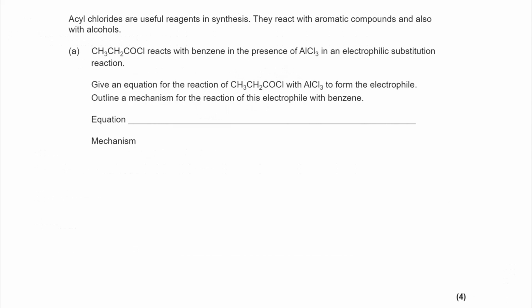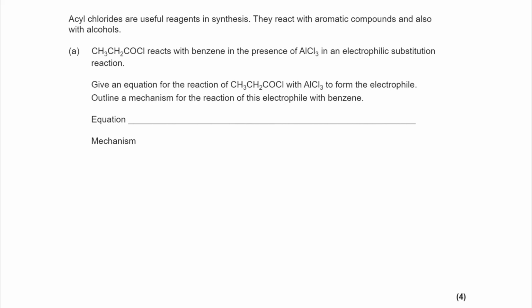So if we take a look at A, we're dealing with acyl chlorides. We've got an acyl chloride here reacting with benzene. We're using AlCl3 and we're told it's electrophilic substitution. First of all, we need an equation to show how the electrophile is formed. We know that's going to be positively charged as an electrophile, and it's going to act as an electron pair acceptor. And once we've got that, we're going to outline the mechanism.